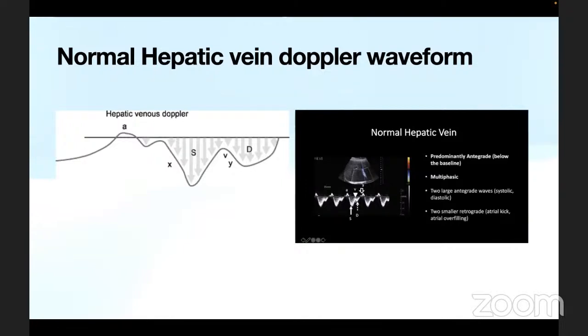S and D show the systolic and diastolic waveforms where there is forward flow, and as I've already said, the thumb rule is whatever you see above the baseline is flow towards the end organ, and whatever you see below is flow towards the heart. So there are predominantly three waves we have to remember in the hepatic vein Doppler: A, S, and D waves. A is because of the atrial contraction. S and D are because of the forward flows happening from the left ventricle, which is emptying the blood.